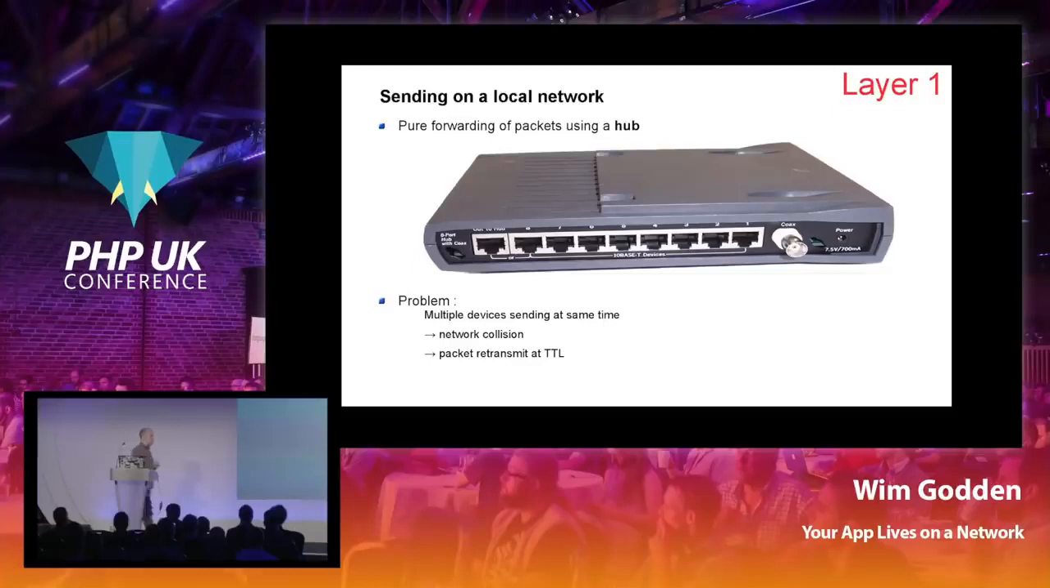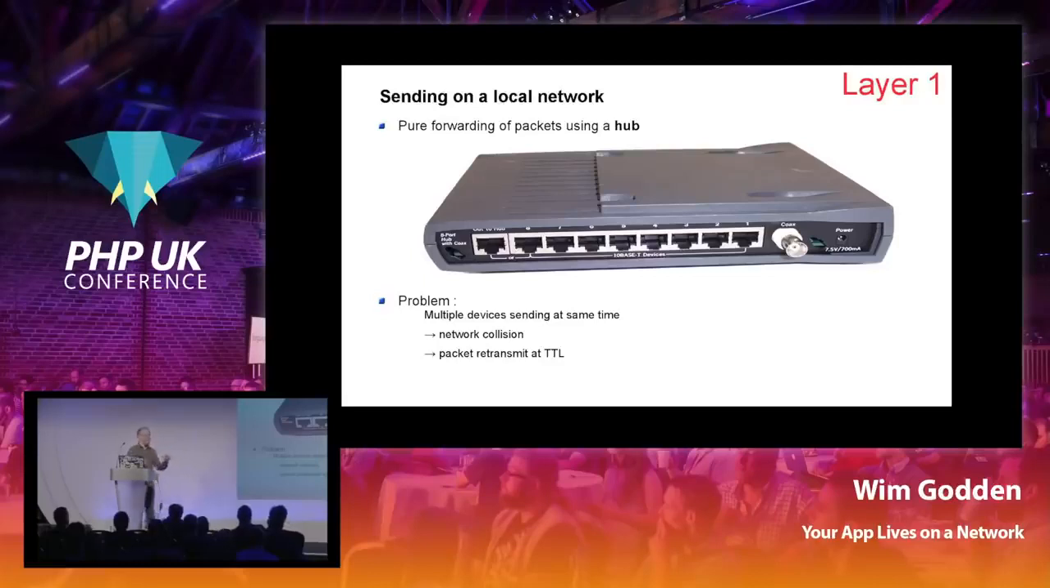Now let's first talk about how we send data across a local network. So imagine that we have a couple of devices here all wired up on a local network. How do we send that? Well, in the old days, we used to use a device called a hub. Now, a hub looked a little bit like this. You will recognize standard RJ45 ports, but you'll also recognize a coax port there, which is not really in use a lot anymore today.